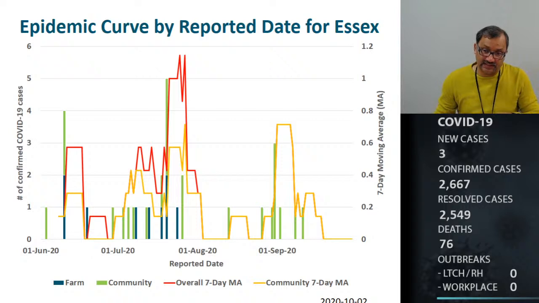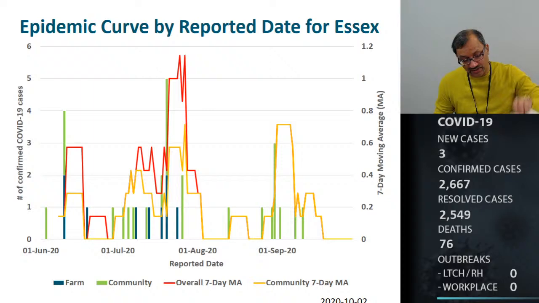Looking at Essex, similar picture, slightly higher cases than the town of Amherstburg, and we can appreciate some of these moving averages with high cases around July and late July, and then starting to trend down from August, some spike in September, but then overall trending down.